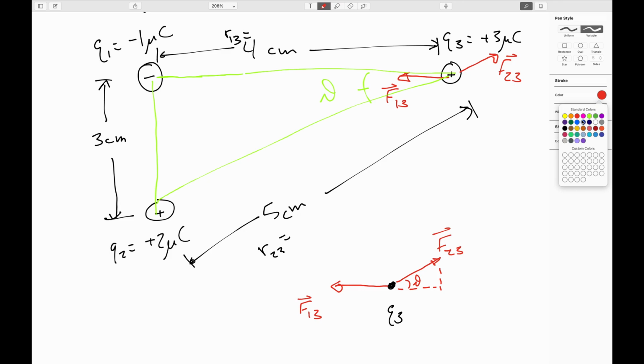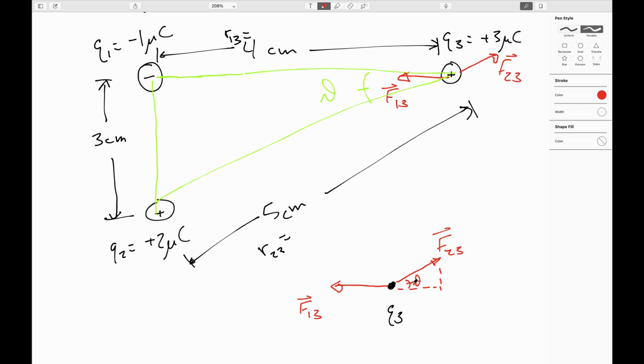Now this angle theta is just a shade under 37 degrees. It's 36.9 degrees. It's the interior angle of a 3, 4, 5 right triangle. But let's just call it theta, just so we can review our trig to figure out how to work out the sines and cosines anyway.